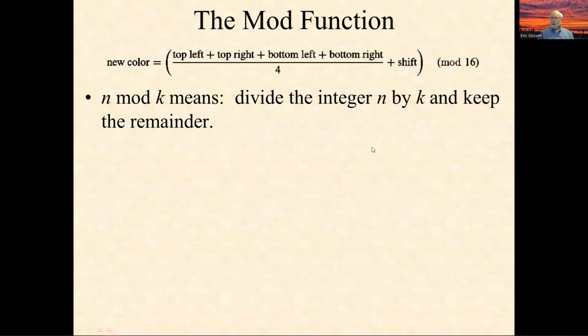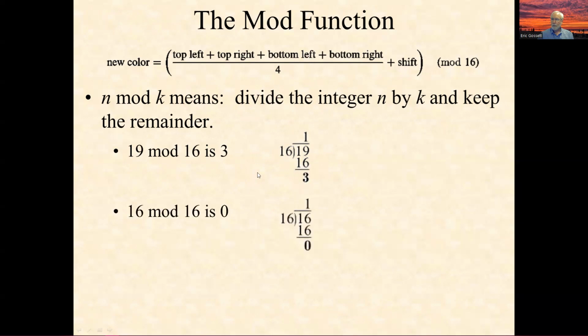Now, how does this mod function work? N mod k means divide the integer n by k and keep the remainder. So for example, 19 mod 16 is 3. Why is that? 16 goes into 19 one time with a remainder of 3, and the remainder is what we're interested in. 16 mod 16 is 0. Why is that? 16 goes into 16 one time with a remainder of 0. The last example, 4 mod 16 is 4. 16 goes into 4 0 times with a remainder of 4.